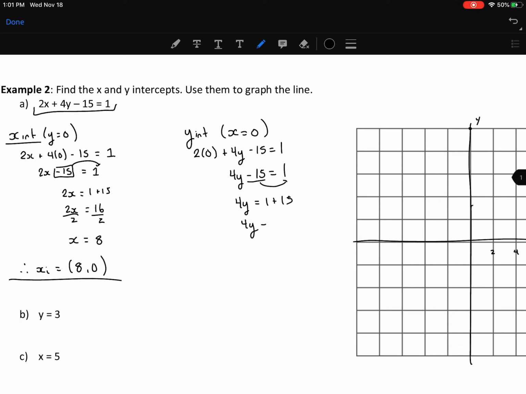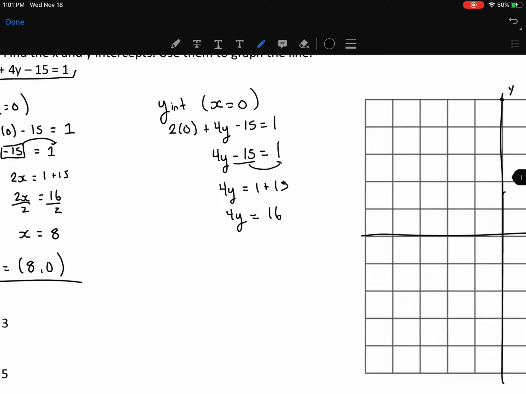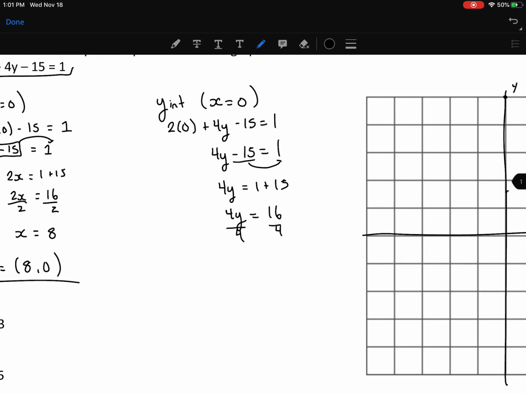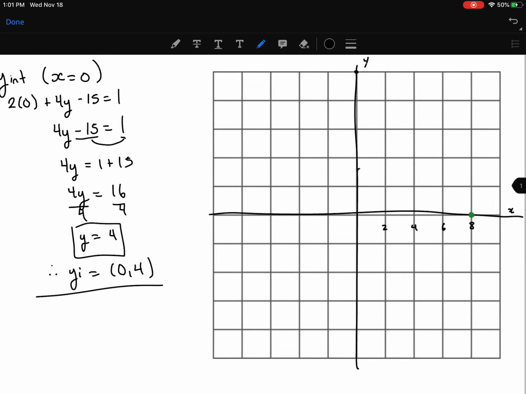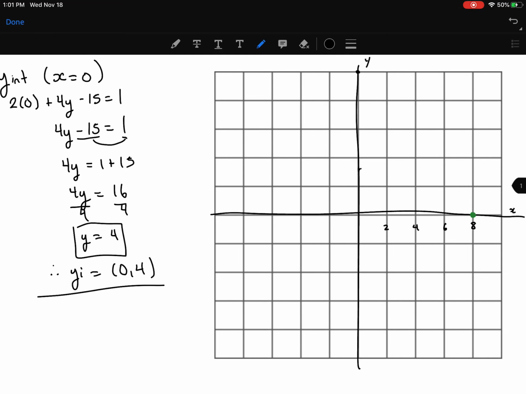The negative 15 goes to the other side and becomes a positive 15. And we're left with 4y is equal to 16. And now, same thing, we'll divide out by 4 and get y equals 4. All right. So therefore, our y-intercept is equal to 0, 4. Again, if I make it the same, right here. And now that I have those 2 points, I can draw in my straight line by just connecting the dots.